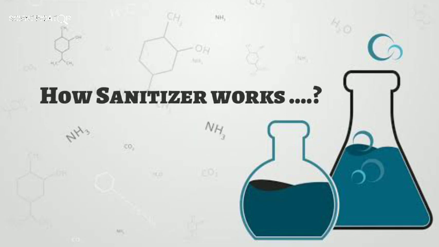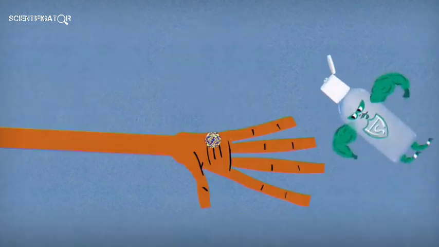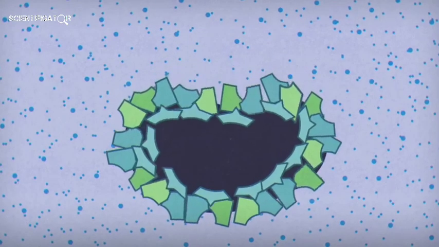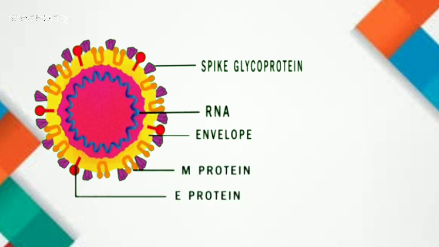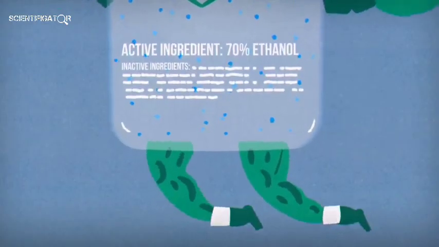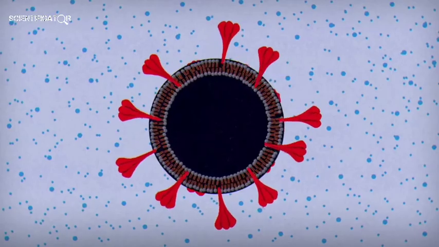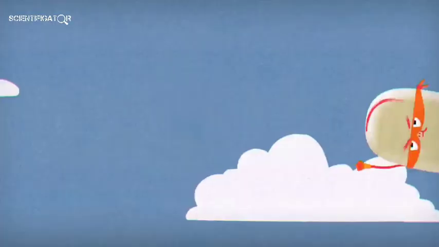Now let's see how a sanitizer works. When we use a sanitizer, the alcohol content inside the sanitizer dissolves the outer coating of the virus. A virus is surrounded by a protective covering or coating made up of proteins and lipids, as we have shown in the beginning of this video. So what a sanitizer does is that it breaks off this protective covering, resulting in the breaking of that virus.